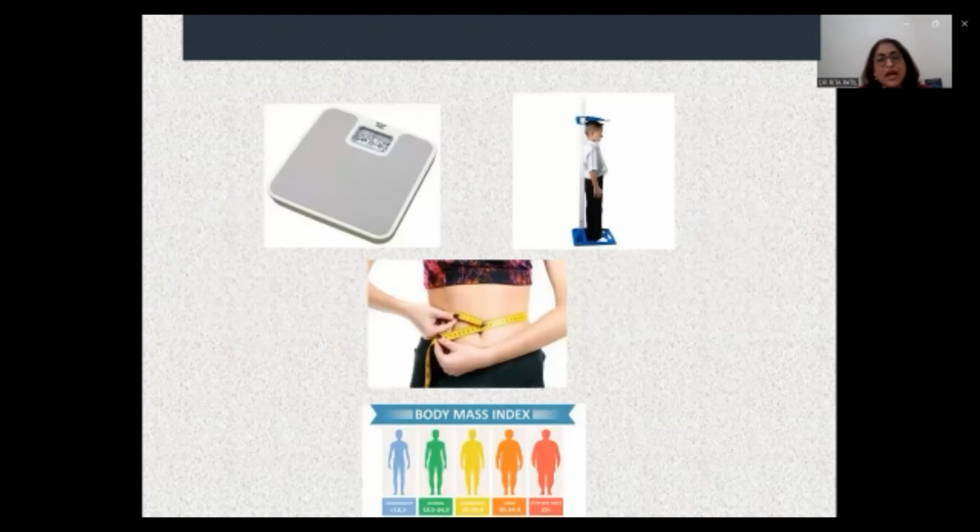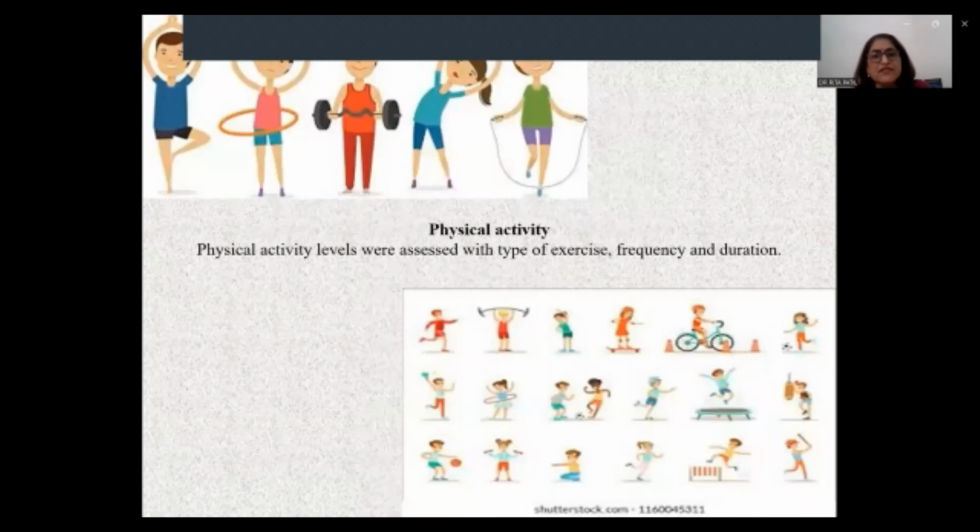For anthropometric measurements, we measured weight, height, and waist circumference, and we also calculated the BMI. The BMI isn't actually involved in the IDRS, but we did it to find out about obesity, so that we know whether the obese are more prone to diabetes. We assessed physical activity levels with type of exercise, frequency, and duration. For assessing this, the WHO questionnaire of physical activity, modified to the Indian scenario, was used.